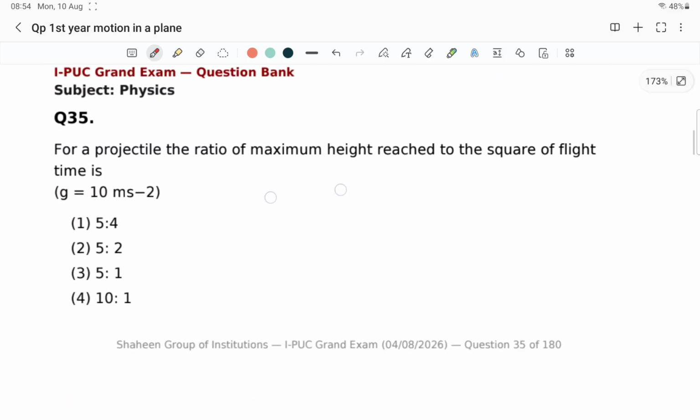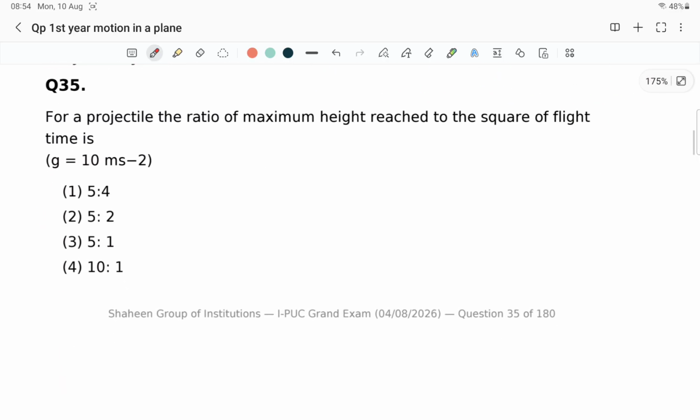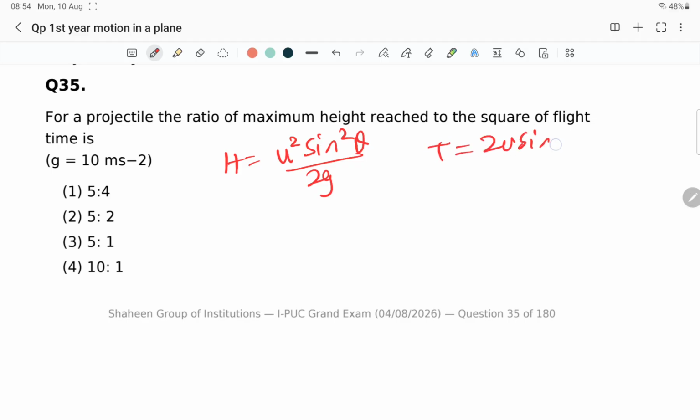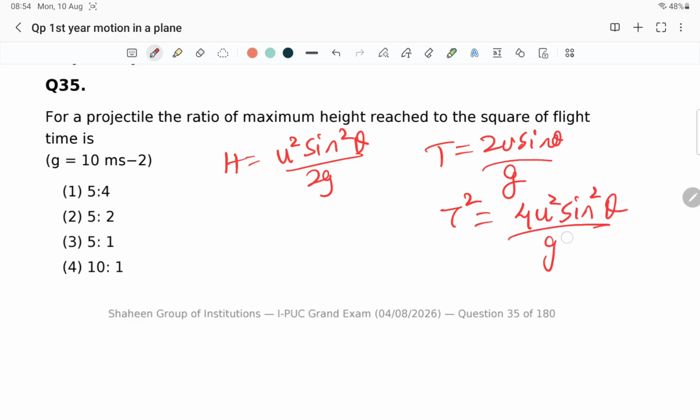Question number 35. For a projectile, the ratio of maximum height reached to the square of flight time is? Maximum height h equals u square sine square theta by 2g, time of flight is 2u sine theta by g. Okay, now t square he told, so we'll do it separately. T square will be how much? 4 u square sine square theta by g square.